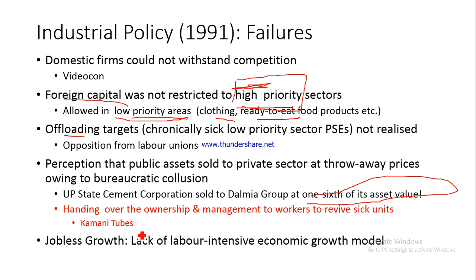Again, the main criticism of the Industrial Policy 1991 is the jobless growth. Why do we call it a jobless growth kind of a scenario? Please understand, as India opened up its economy and went for the new Industrial Policy 1991, gradually India's growth rate started increasing. There's no doubt on that count. So industrial growth and growth of overall GDP started increasing. Growth of overall GDP quickened. The pace of the growth increased.